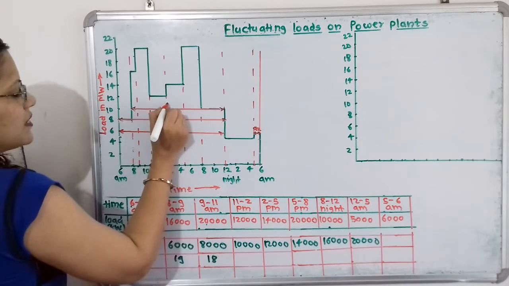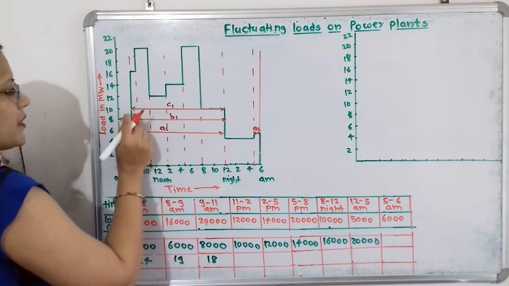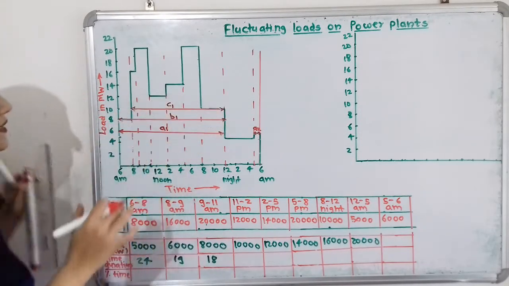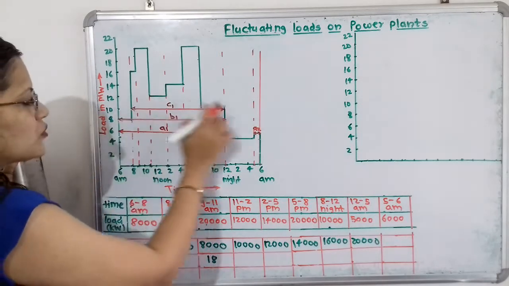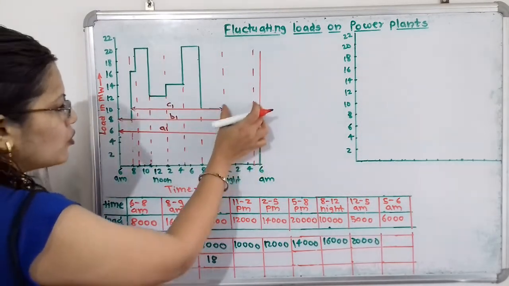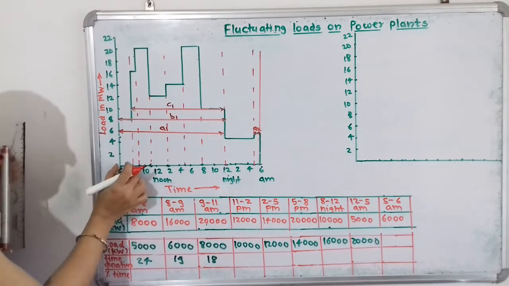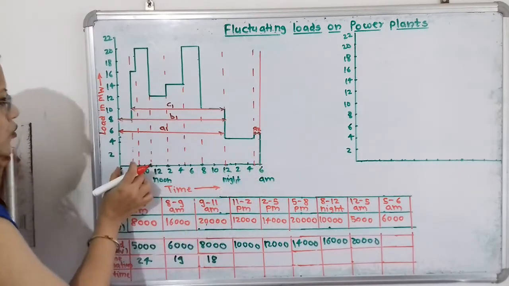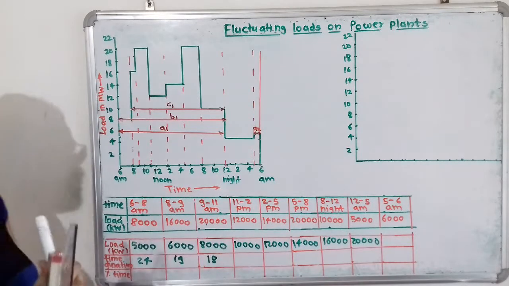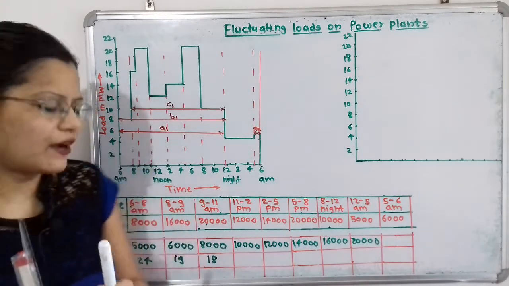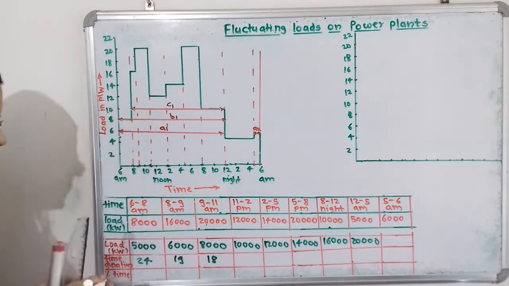So this is nothing but, I will say C1. So what is this total time period? Out of this total 24 hours, we have to subtract this 6 and here 2 hours, that is 6 plus 2, 8. So 24 minus 8, that we have to write. So here will be 16.